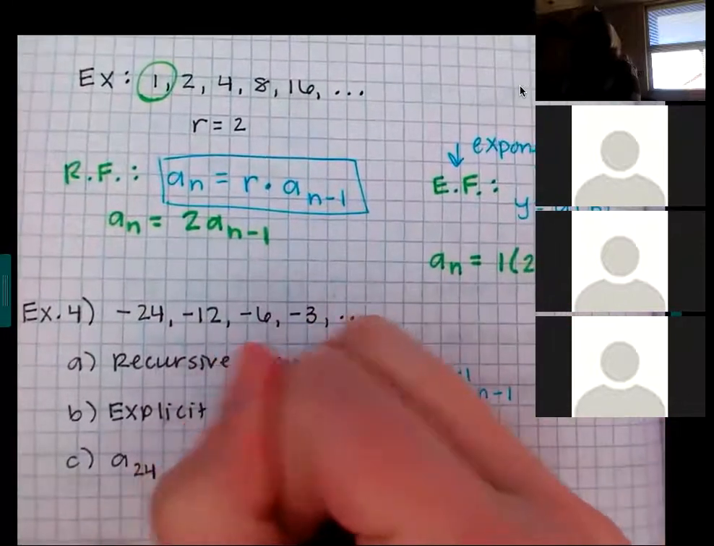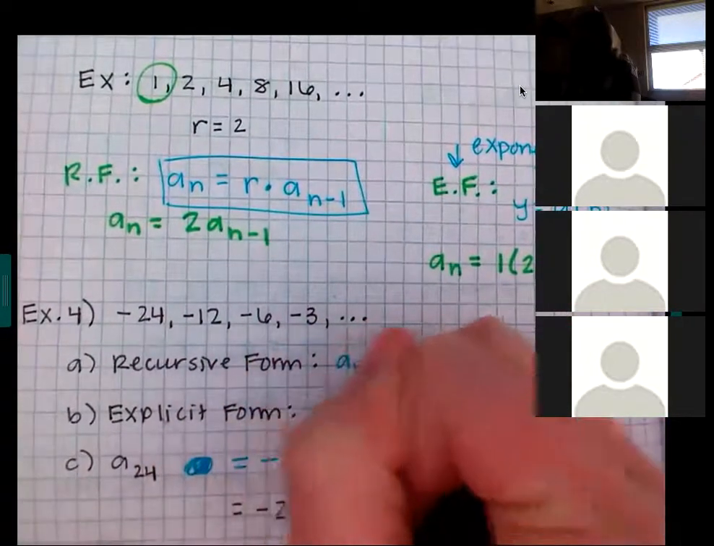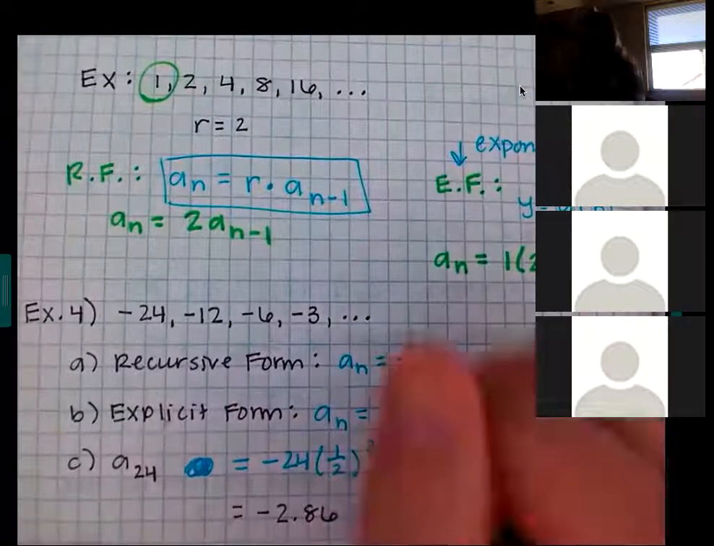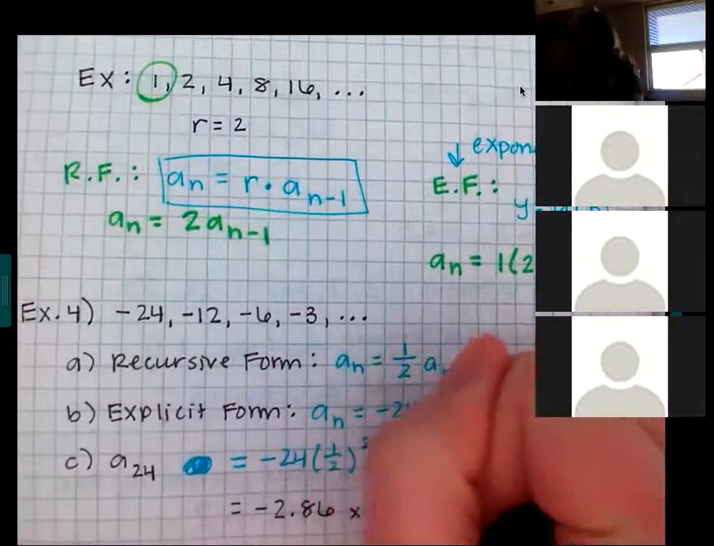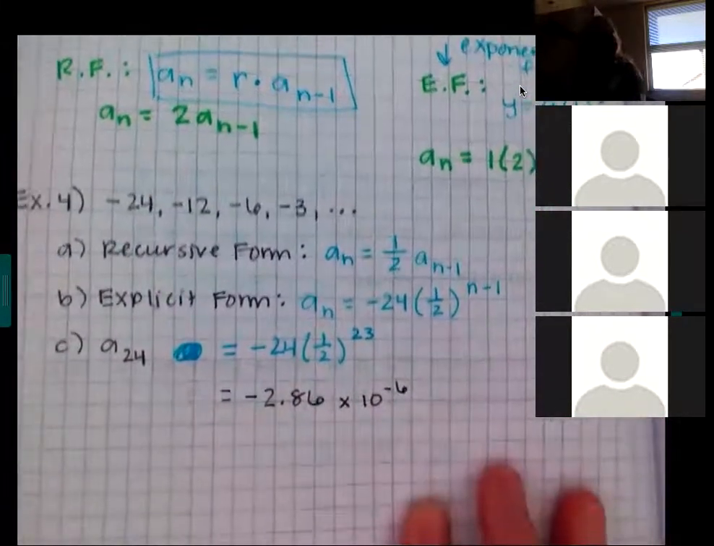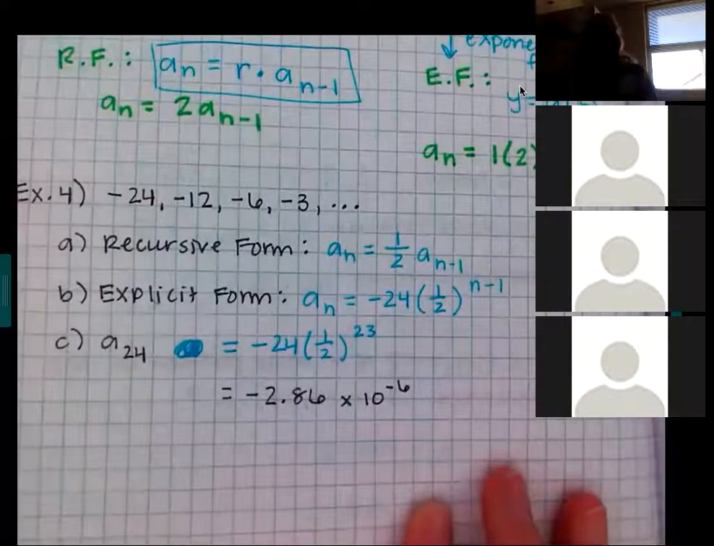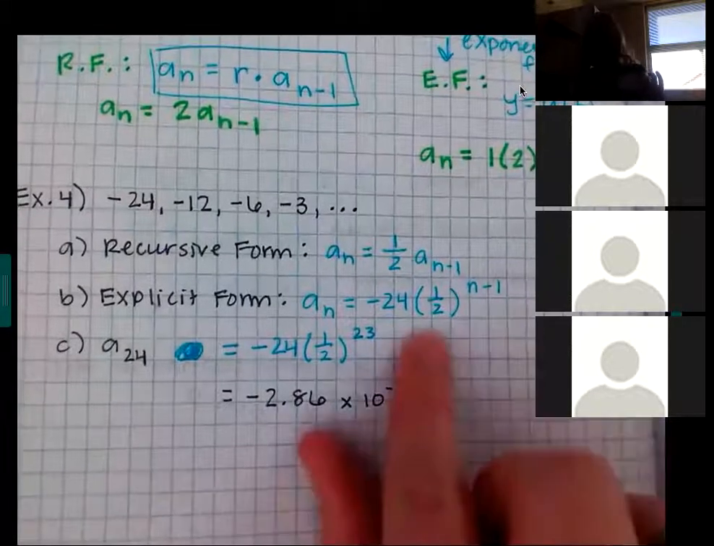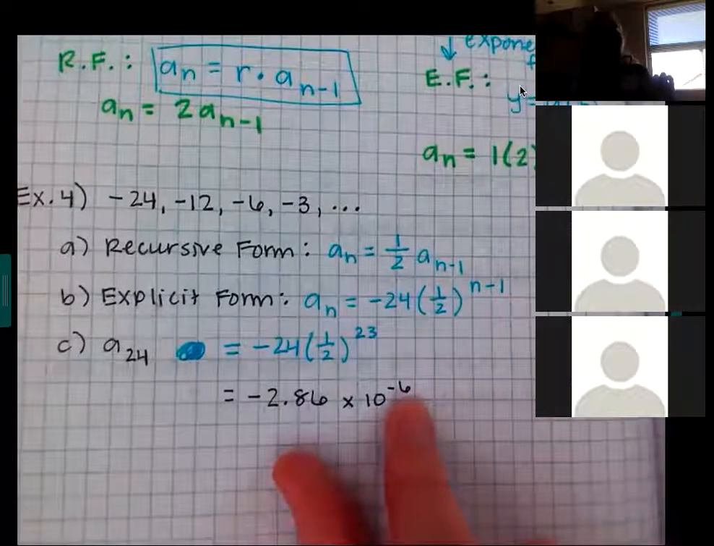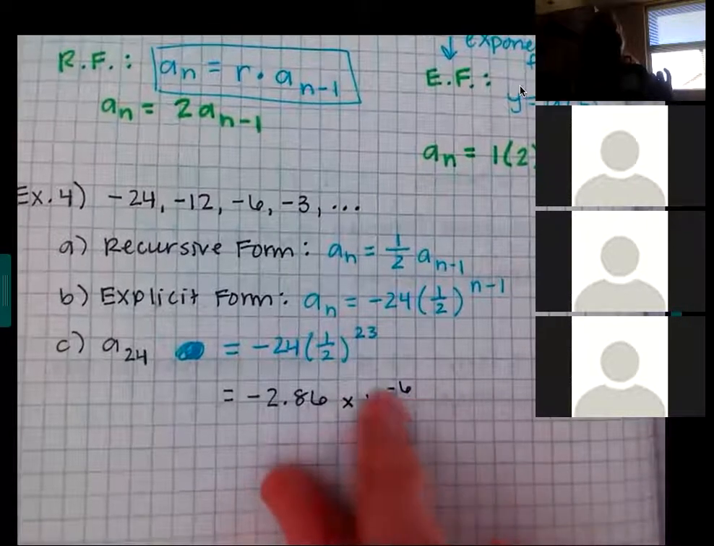That'd be better. Negative 2.86, and I'm not going to copy the rest of the decimals, times 10 to the negative 6. That's what that e negative 6 means. If you're multiplying something by 10 to the negative 6, you should have learned this in middle school. This is called scientific notation.